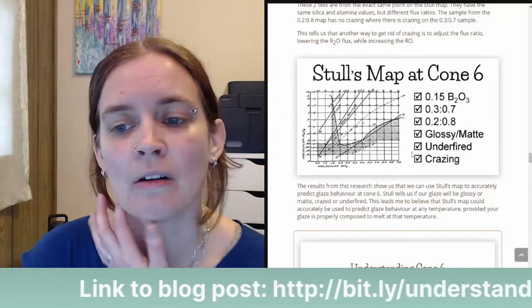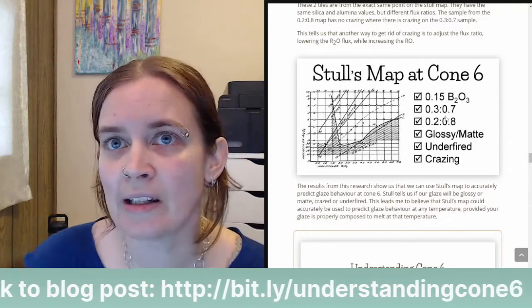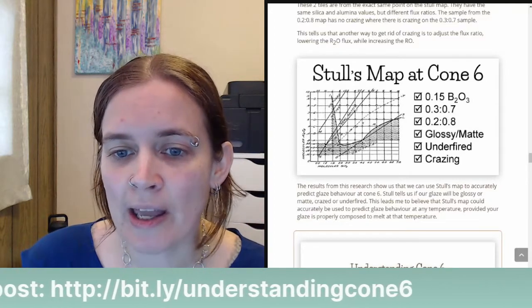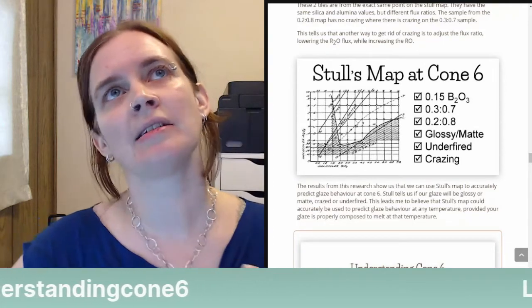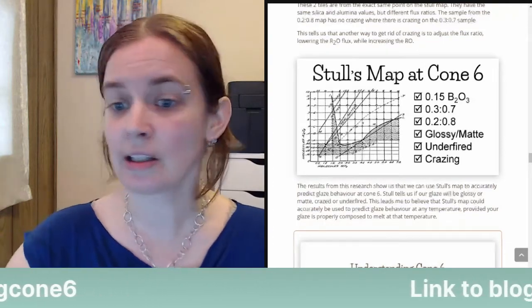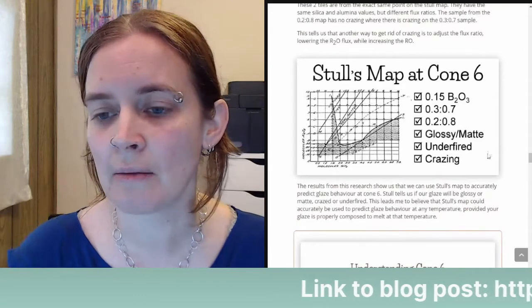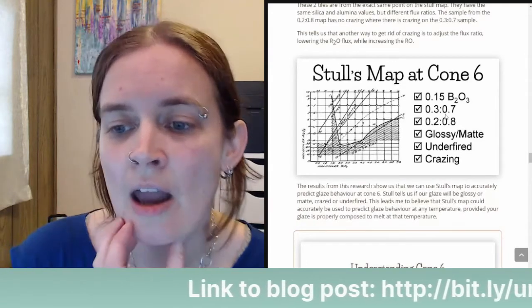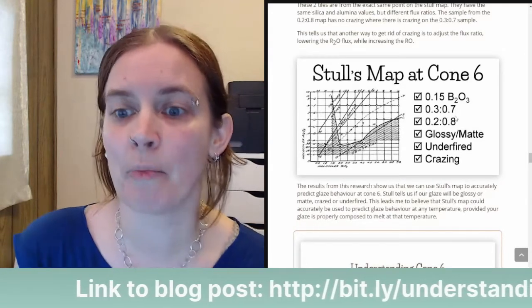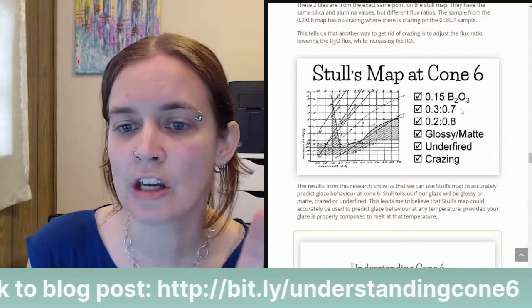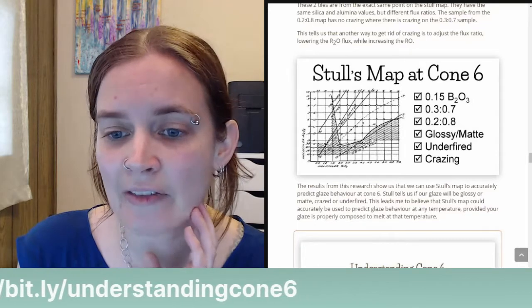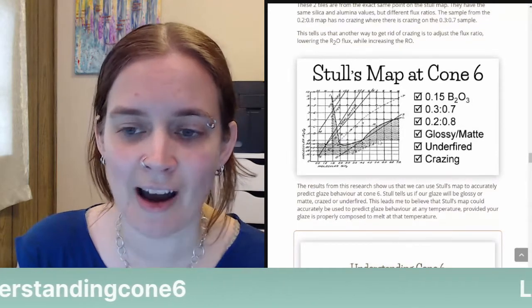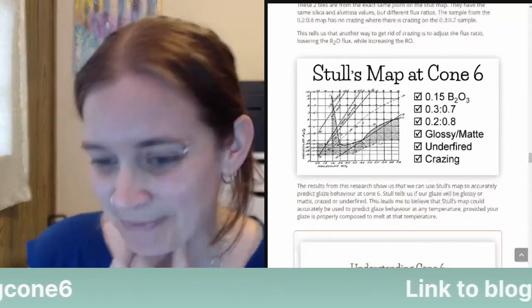So generally when glazes fall out of this pattern, it's usually because the flux ratio is completely different than what Stull used for his research. So say you have a 0.7 to 0.3 flux ratio, you might get completely different results. I haven't tested it. These are the tests that I did at cone 6.